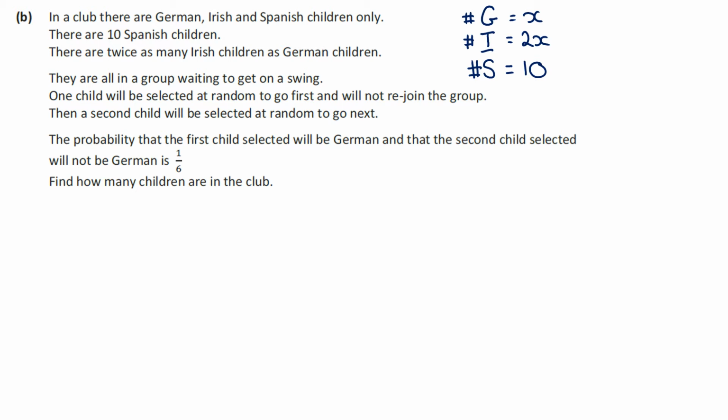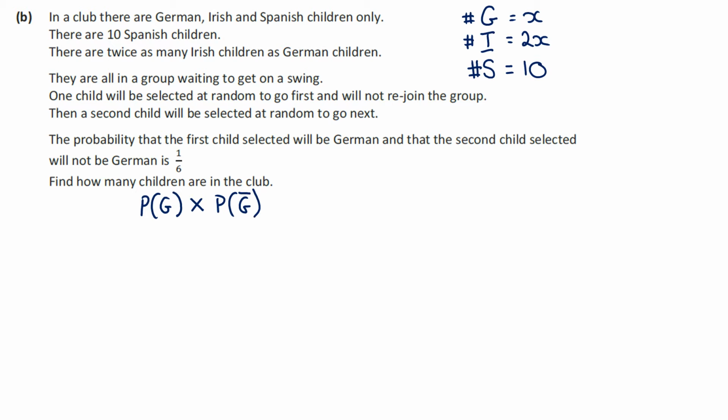They're all waiting in a group to get on a swing. One child will be selected at random to go first and will not rejoin the group. The second child will be selected at random to go next. The probability that the first child will be German and that the second child will not be German is 1 over 6. So what we're saying is the probability that the first child is German and the probability that the second child is not German.